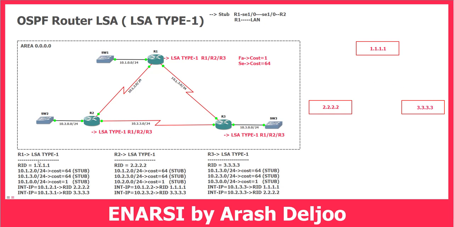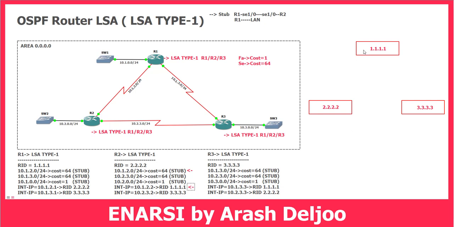Okay, assume that R1 is receiving this information. I'm going to talk about the LSA type 1 received from router 2. As you can see, in router 2 we have this information. I am connected to 10.1.20.0/24 with cost 64, and with 10.1.20.2 I am connected to, for example, the router with the router ID of quad 1.